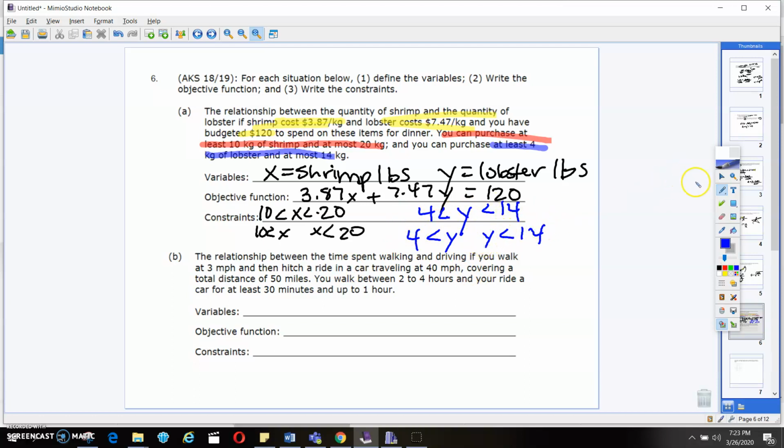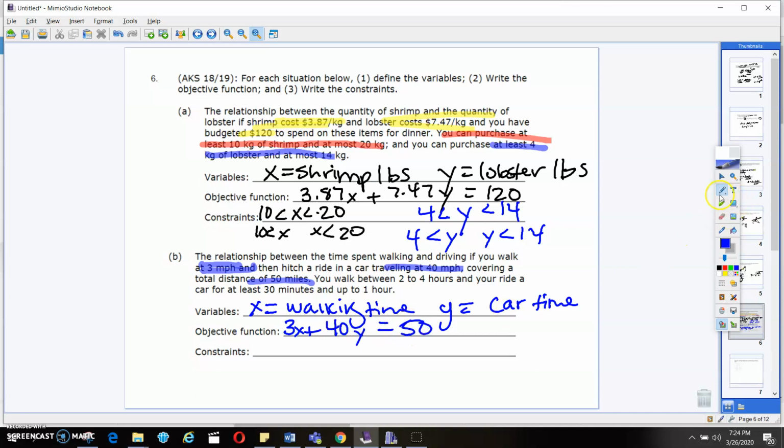Okay? All right, so on the next one, it tells us that you are walking and then riding a car. You're walking at 3 miles per hour, and you're riding in a car at 40, and you're covering a total distance of 50 miles per hour. So our variables are going to be X, or W, doesn't matter what you assign it, is going to be the amount of time walking, so walking time. And then Y is going to represent the amount of time you ride in a car. Okay? And then it tells us that you're doing 3 miles per hour for walking, and then you've got 40 miles per hour for riding in a car, with a total of 50 miles per hour.